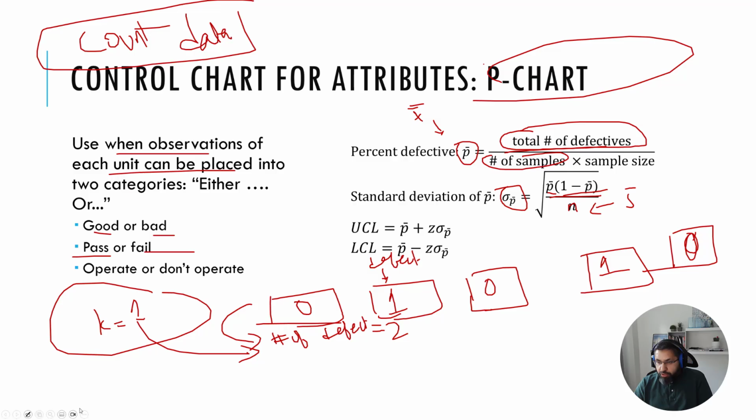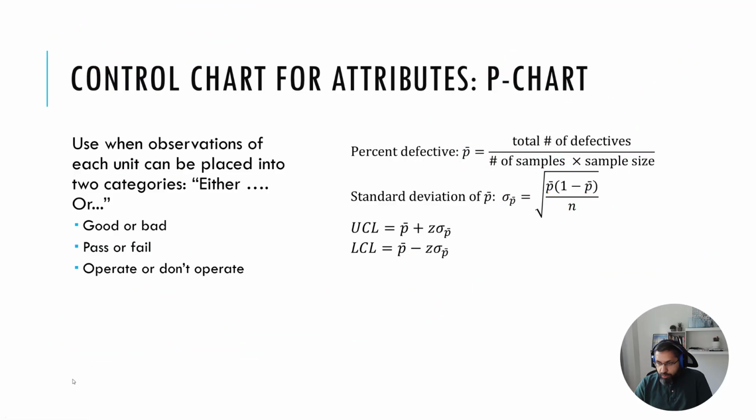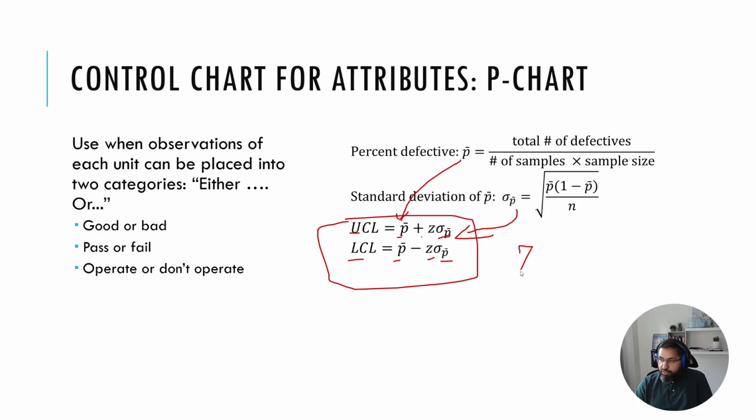And then my control chart upper and lower control limits are given by P bar plus Z times sigma P bar and P bar minus Z times sigma P bar. Sigma P bar comes from this formula. P bar comes from this formula. If Z is not given, just assume Z equals 3 because we draw 3 standard deviation control charts.